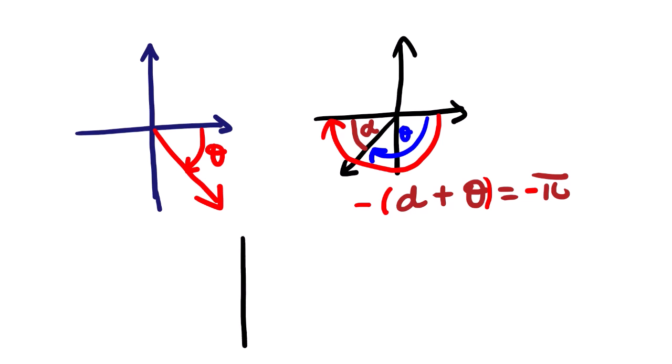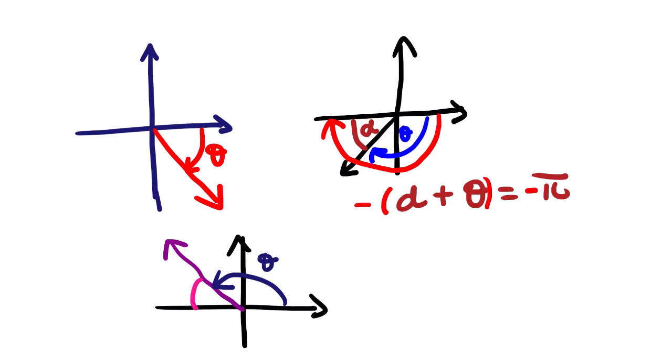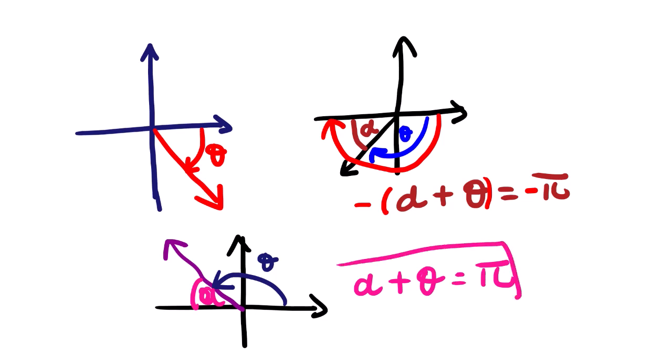This also applies when we have something like this. It's in quadrant number 2. We are going to use this angle as our argument, and to figure out this angle, we use this equation: alpha plus theta gives us pi. So keep these equations. We are going to use them when we look at examples.